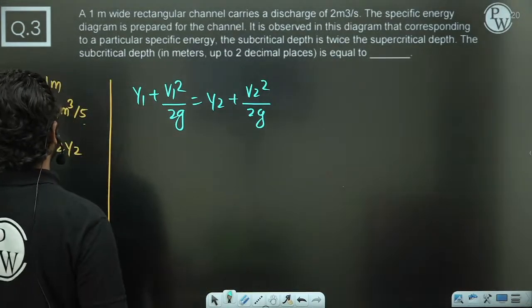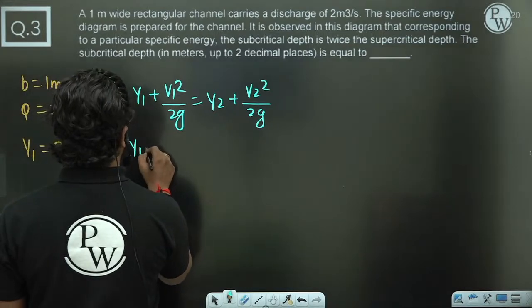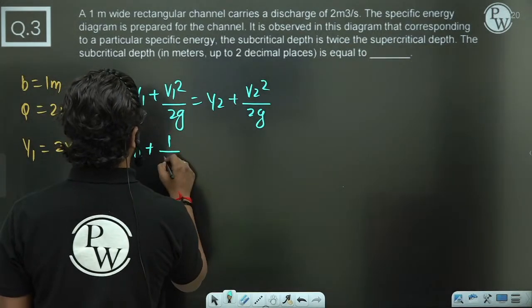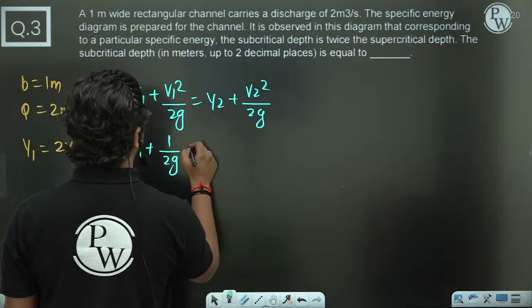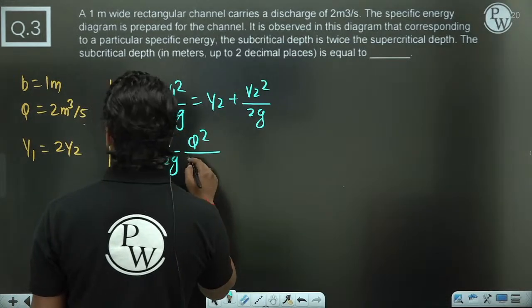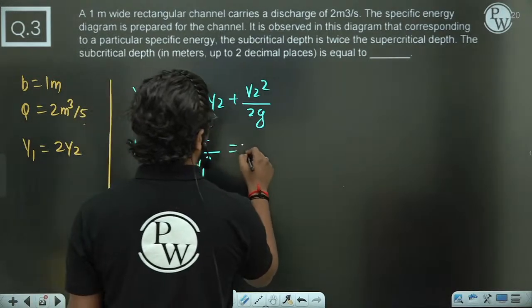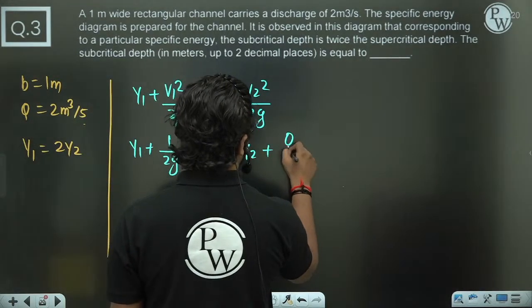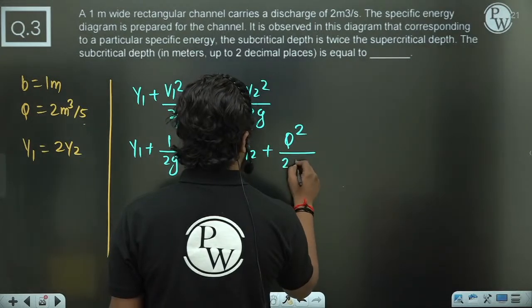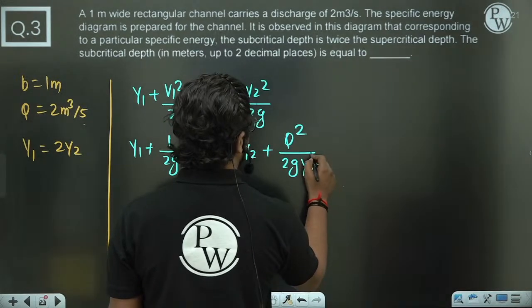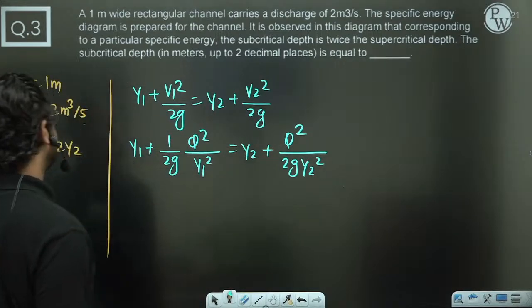Now if you see here, y1 plus, in place of v1 square, I can write q square upon b. Anyway it's 1 only, so I'm writing y1 square simply equal to y2 plus q square divided by 2g into y2 square. I think that is clear to all of you.